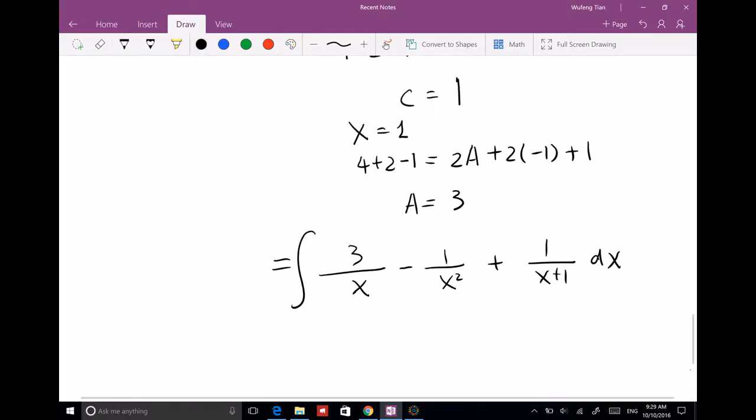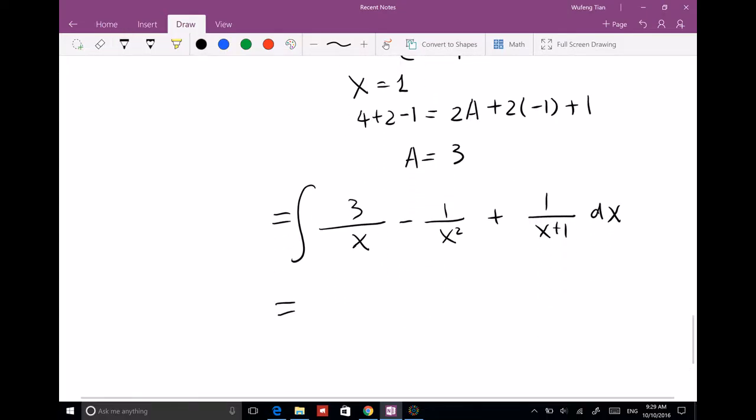Okay, I still would like your help. Nicholas, what would this one be? The natural log, 3 ln x, right? That's perfect. Yes. What about this one?